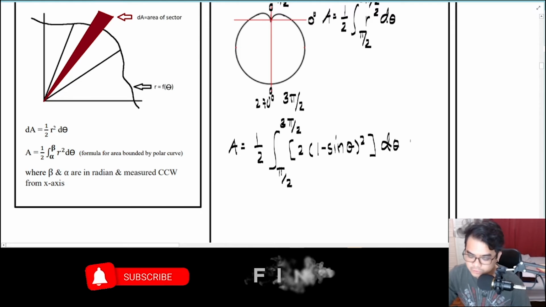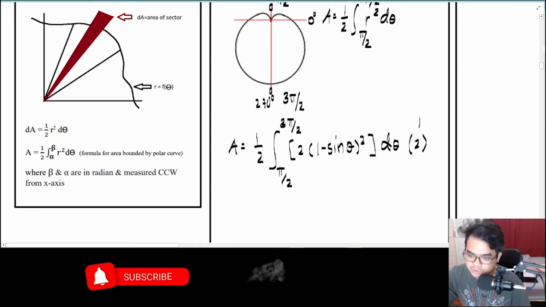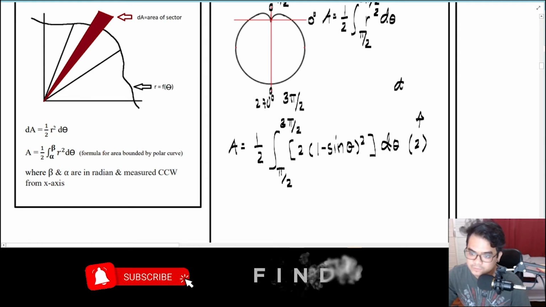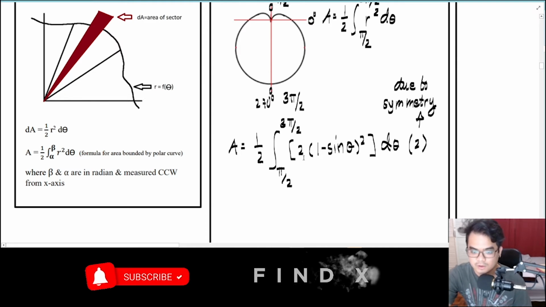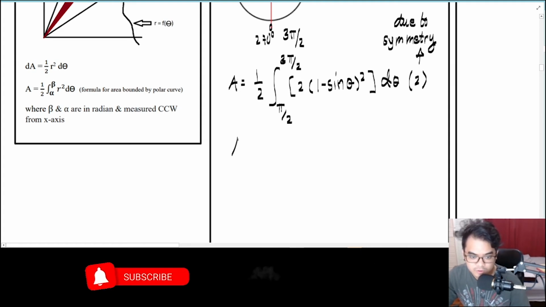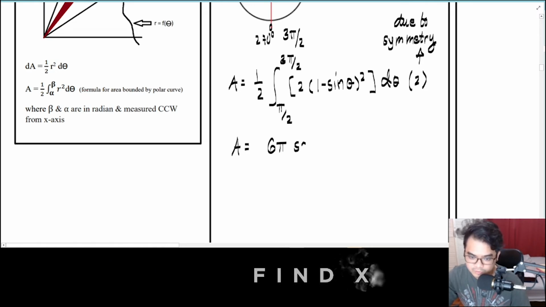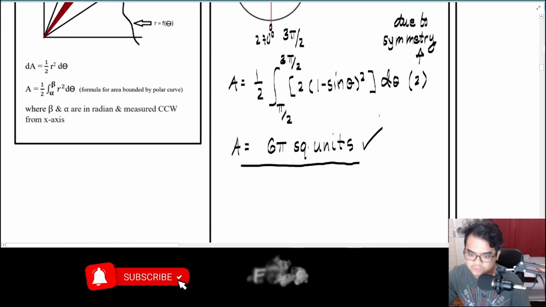Then you have to multiply this by 2 due to symmetry, because we are getting only half of the area. That's why we have here times 2. Then if you get the integral of this, simply use your calculus, and you will get 6 pi square units, and this is your answer.